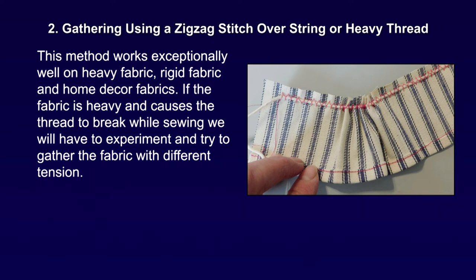Gathering using a zigzag stitch over string or heavy thread. This method works exceptionally well on heavy fabrics and rigid fabrics and home decor fabrics. If the fabric is heavy and causes the thread to break while sewing, we will have to experiment and try to gather the fabric with a different tension.